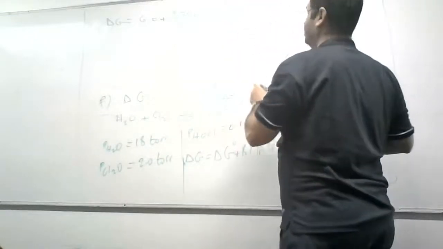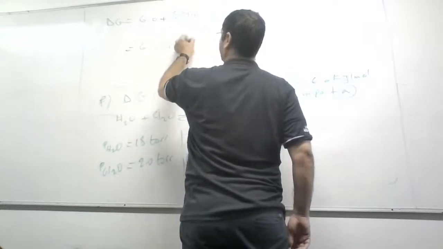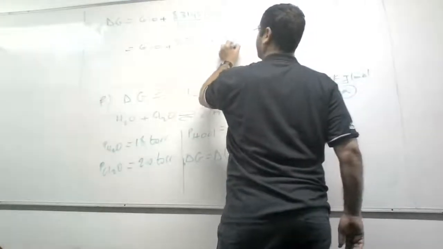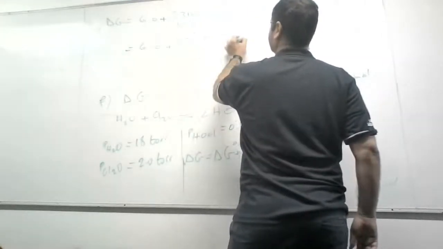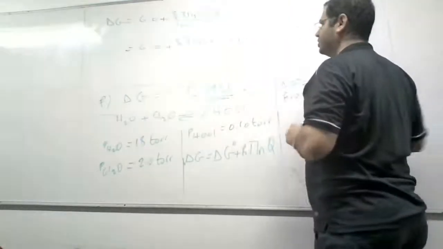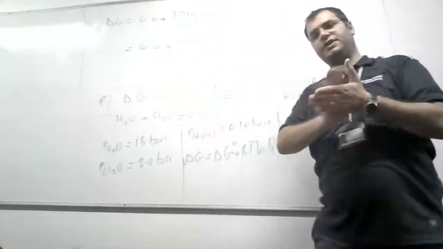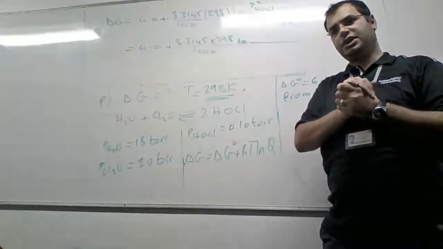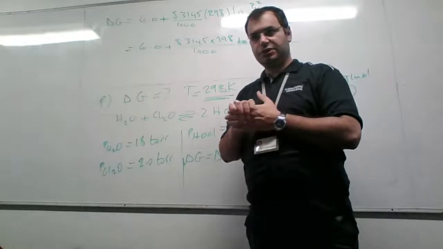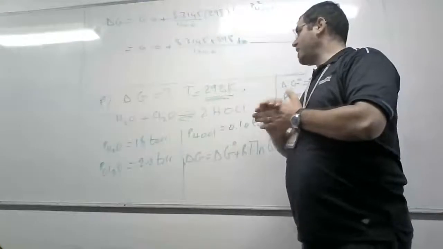Okay, I will take it slow. So 6.0 plus 8.3145 times 298. I will put 1,000 in here times ln. But the pressures, can I use them as they are? They should be in atmosphere. Tell me, guys. We have to divide by 760.